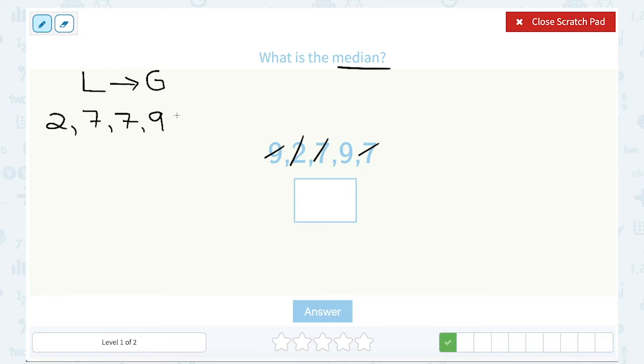And then a 9, and then one more 9. To work my way to the middle, I can cross out the smallest and the biggest, the next smallest and the next biggest, and 7 is the middle number.